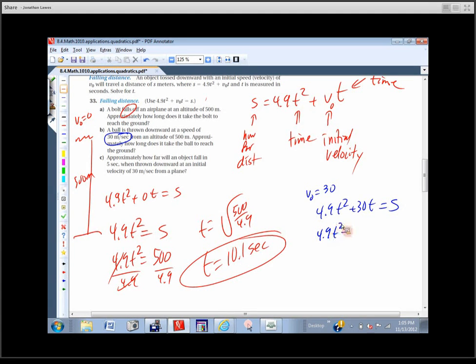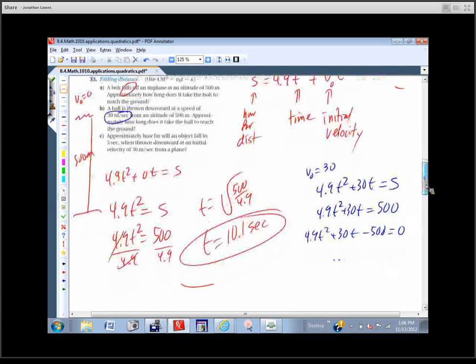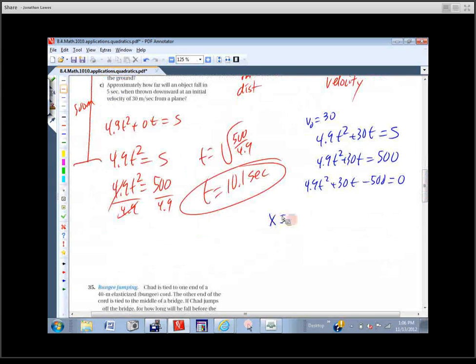So 4.9 t squared plus 30t equals 500. How would I solve this? No, because that 10.1 seconds was if it just dropped, we threw it. Okay, we're going to have to set this equal to 0. We're going to have to go through and solve this like a legitimate quadratic equation. Do you want to try and factor that? Not really. No, so let's use the quadratic formula. Again, if you set it up right and have your calculator do the work for you, it's not that bad.